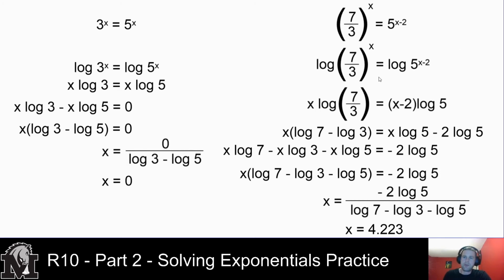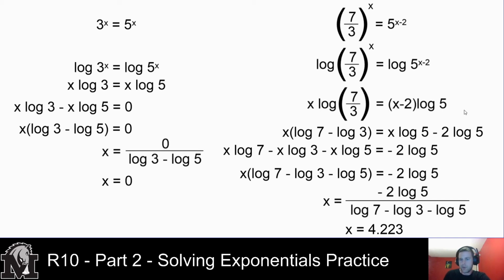Step 2 is to apply any log theorems. So I have an exponent here, so I write that out in front, and I have an exponent here, so I write that out in front. Because this is a binomial, I put brackets around the x minus 2. Then I have another log rule that I can apply because I have a quotient in here. I can separate the 7 and the 3 with subtraction. So x is multiplying this whole thing as we separate it. And on the right-hand side, I distribute the log 5 through the bracket. So it's x log 5 minus 2 log 5.